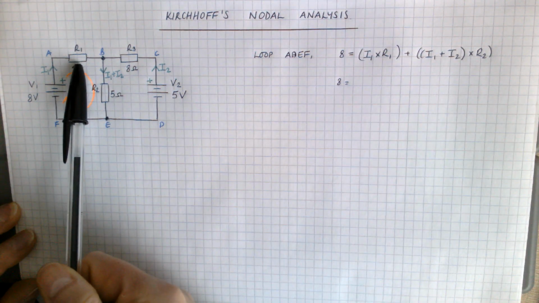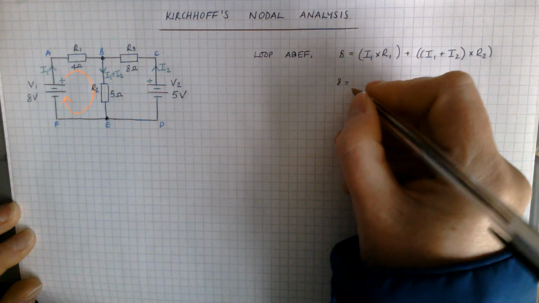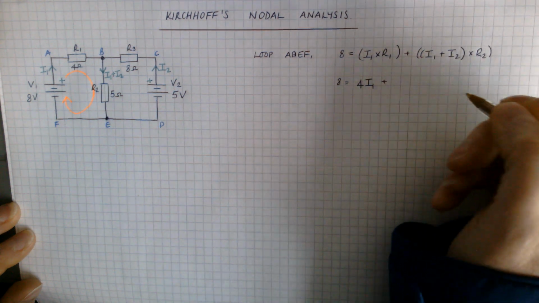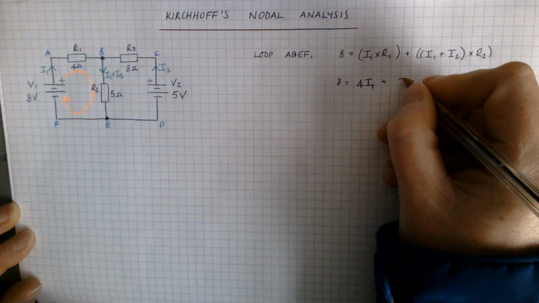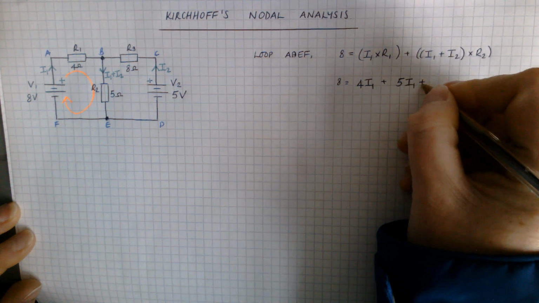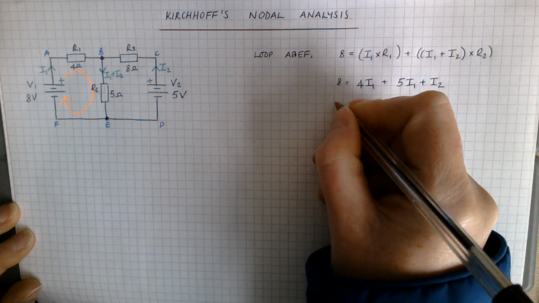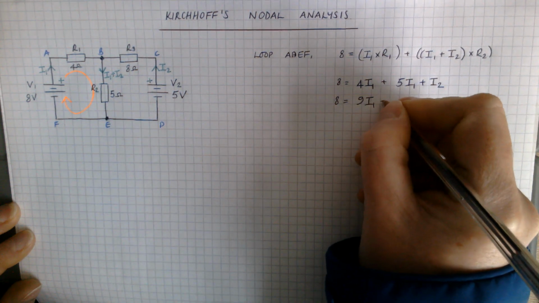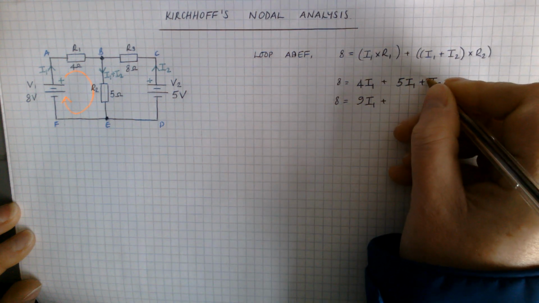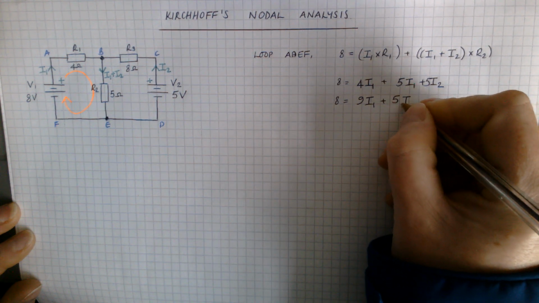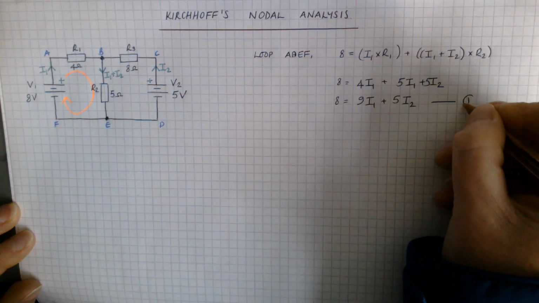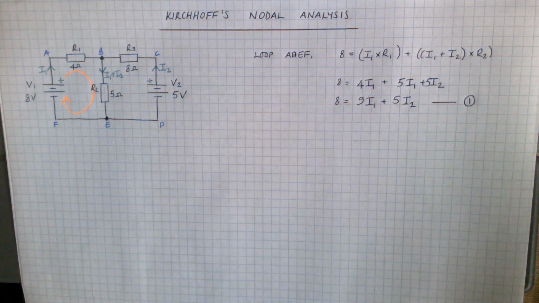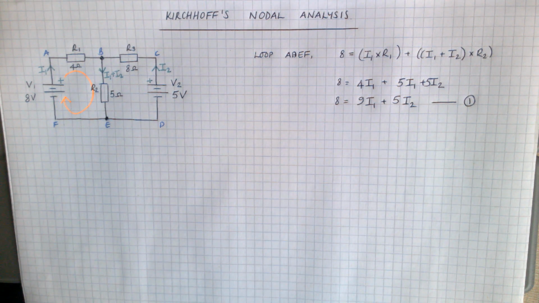So I've got a value for R1 and a value for R2, so I'm going to substitute those values in. So 4I1, R2 is 5, 5I1 plus 5I2. Then I'm going to pull together like terms. So I've got 9I1 altogether, and that's my first equation. So 9I1 plus 5I2. Now I'm going to have a look at my second loop.